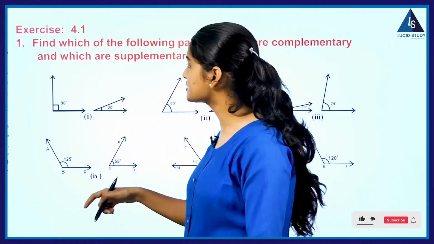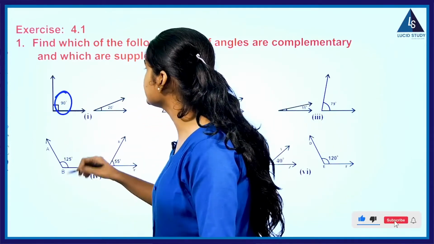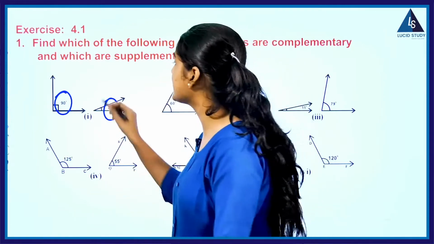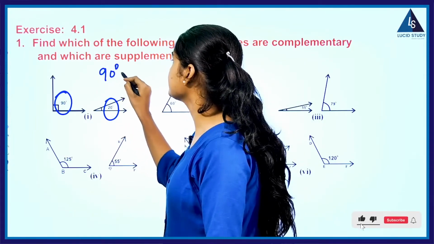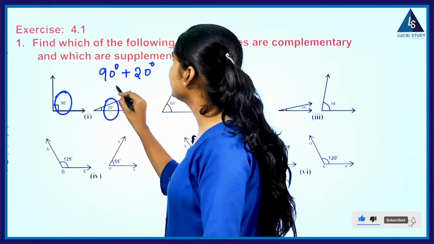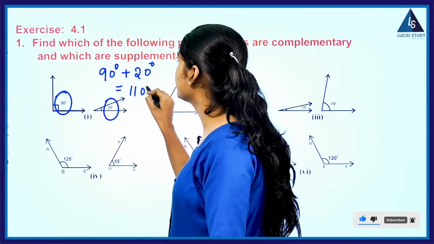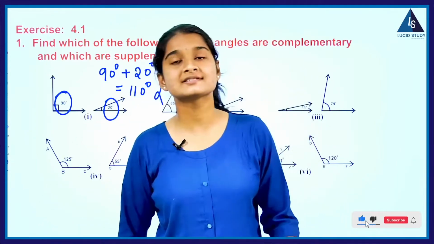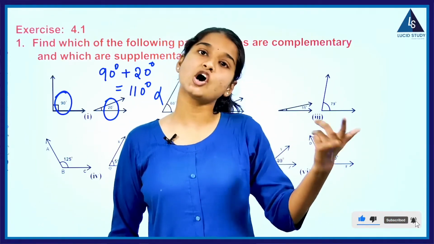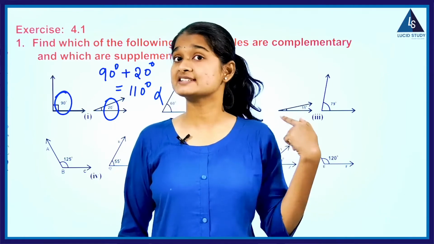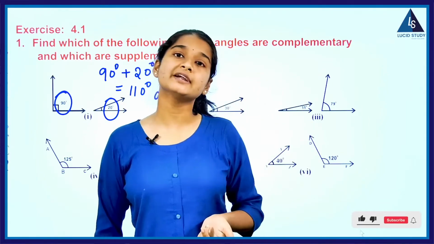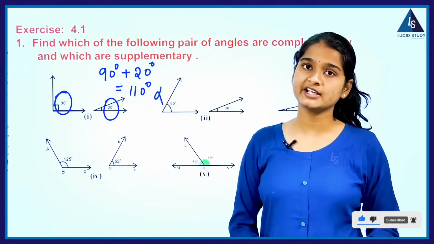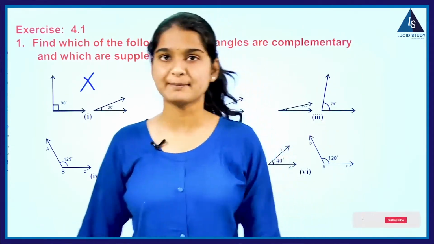Look at the first question. The first angle is 90 degrees. The second angle is 20 degrees. Now let us find out their sum. So 90 degrees plus 20 degrees. 90 plus 20 is 110 degrees. See here, it is not complementary, it is not supplementary also. Because in complementary, the sum should be exactly 90. In supplementary, the sum should be exactly 180. It is not 90, it is not 180. So this is not complementary, not supplementary.